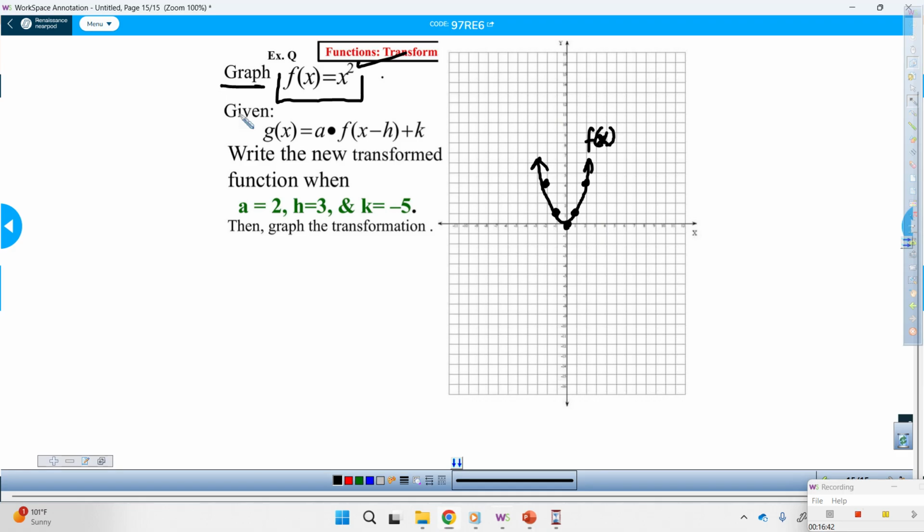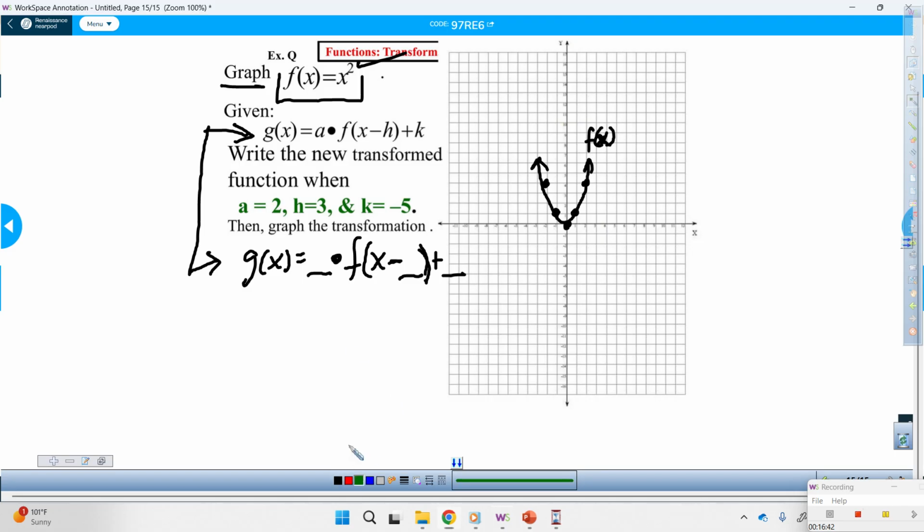Next, they say, given this form, write the new transformed function. So look up. I'm going to use this, but I'm going to rewrite it down here with blanks instead of A, H, and K. So I'm going to write g of x equals blank times f of x minus blank plus blank. Are we there so far?